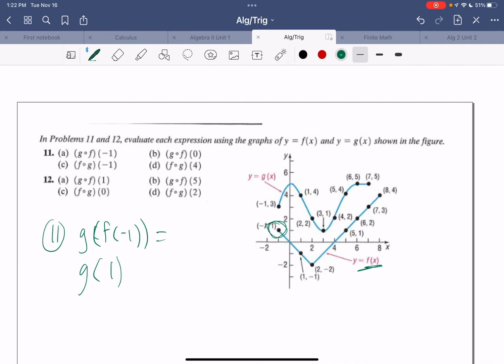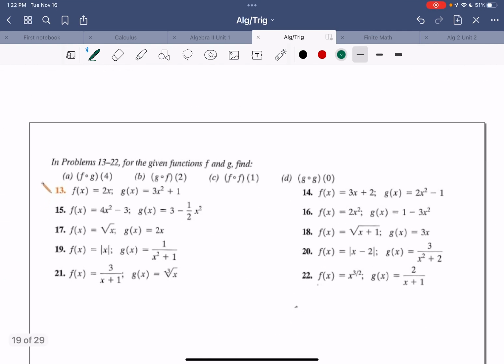So the g equation is this curvy thing up here. Go over 1 and up right there. The answer would be 4, right? Because over 1, up 4, it's right there. So that's how you do those. You read them off the graph.